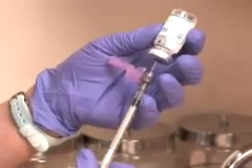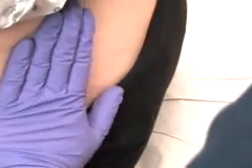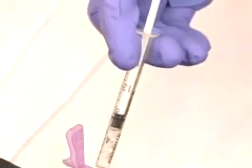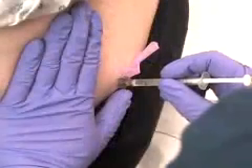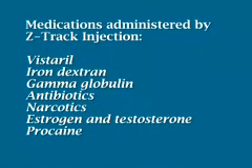The Z-track method, a type of intramuscular injection, is used when medication should not leak into subcutaneous tissues, when total intramuscular absorption of the medication is required, or when the medication would discolor the tissue. Medications administered by this method include Vistaril, iron dextran, gamma globulin, antibiotics, narcotics, estrogen and testosterone, and procaine.